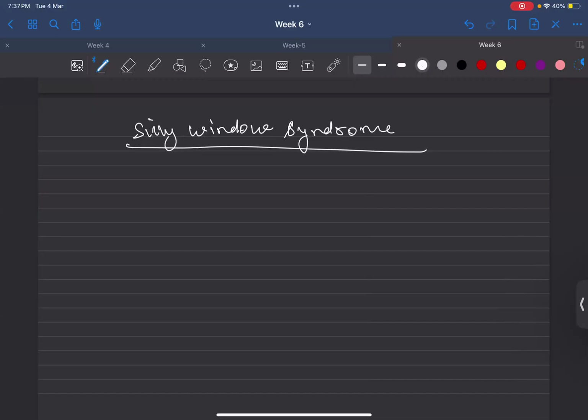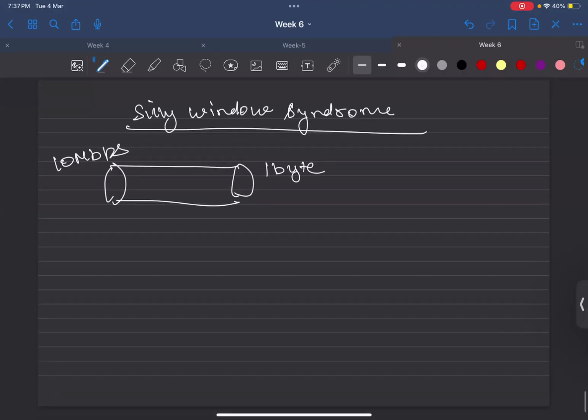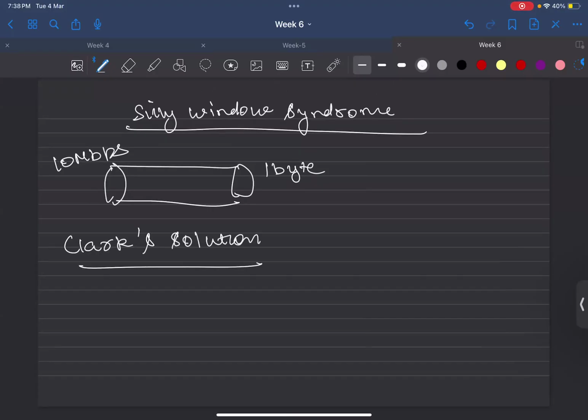Okay, let's see. So basically, suppose the sender has 10 Mbps, whereas the receiver can receive only 1 byte per second. Now, obviously, we have to send multiple small packets, and we don't want to send multiple small packets because of the overhead, because of the bandwidth. Significant bandwidth will be wasted. So that is why again the same thing is happening. Small packets we don't want to send, so that is why we came up with the Clark solution. Anyone, can you tell me what is Clark solution?